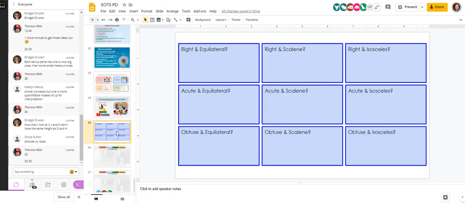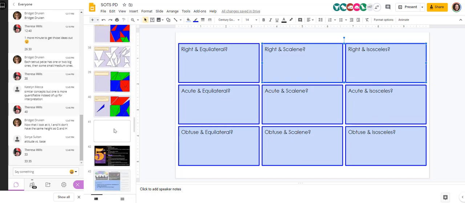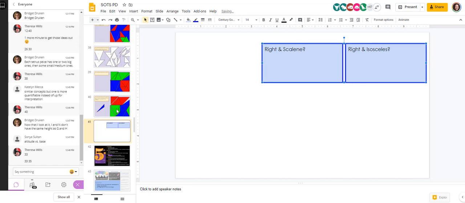So it makes me wonder, could we sort things by angles and sides and put them together? Is that a possibility? So let's take a peek at slide 41. Is it possible to have a right scalene triangle? And is it possible to have a right isosceles triangle?